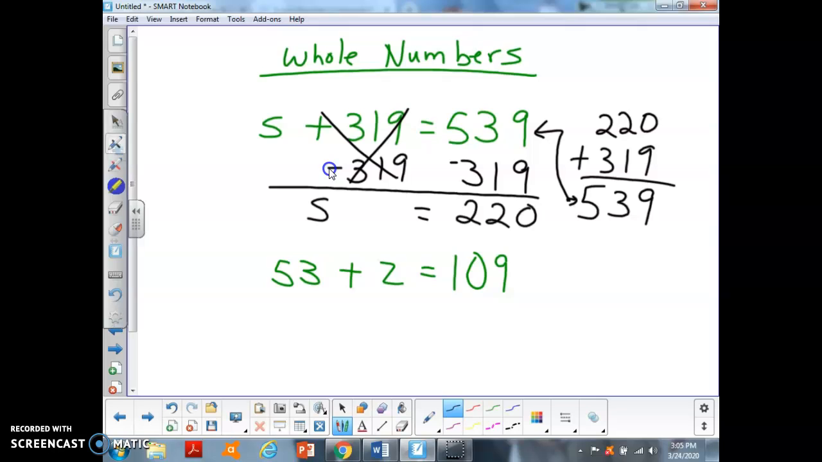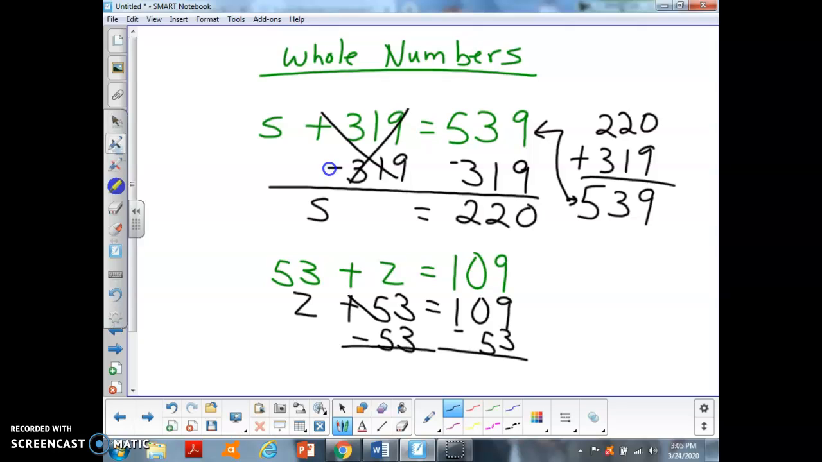Second one on the bottom, a whole number, but they wrote the variable, the unknown, second. I like to rewrite it so that the variable is at the beginning. So I just rewrite it. Now I'm going to do as I did right above this. I want to get z, the unknown number, that variable all by itself or isolated. So I subtract the 53. What I do on one side, I need to do on the other side as well.